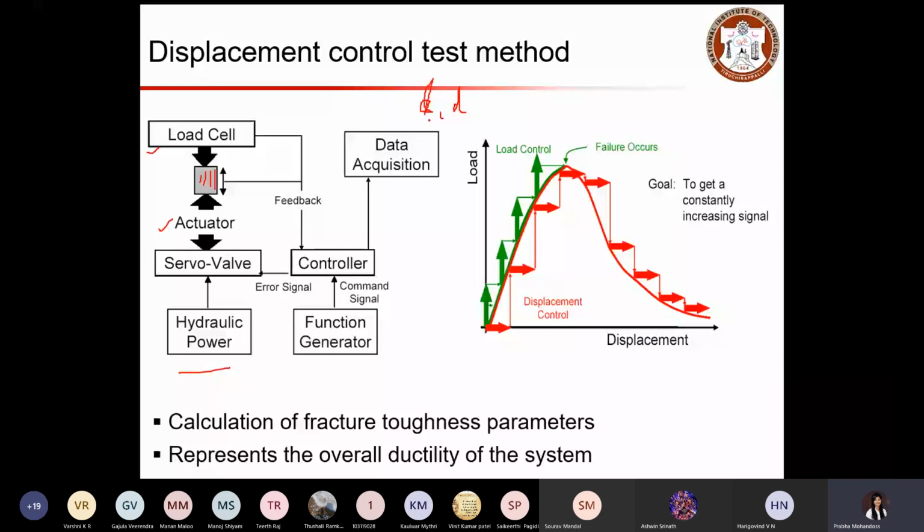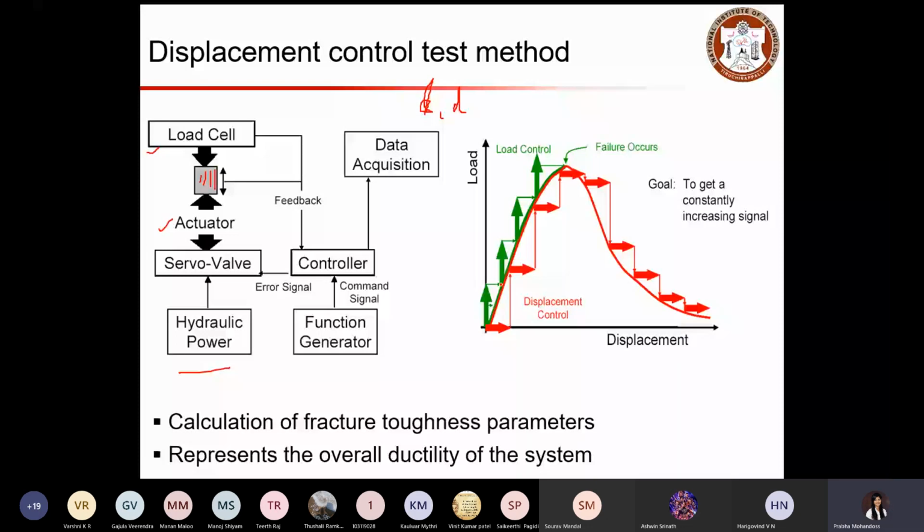You can see here, this shows the difference between the load control and displacement control methods. If you use the load control method, you will be applying a load, you can see this red color arrow, and the displacement corresponding to that load will be recorded. Then you will be increasing the load, and the displacement corresponding to that load will be recorded.